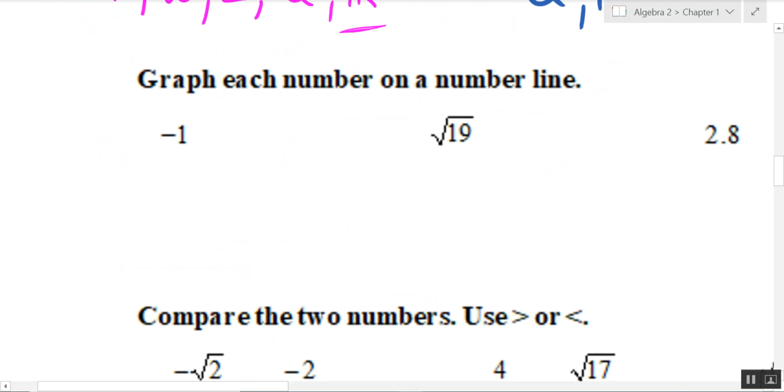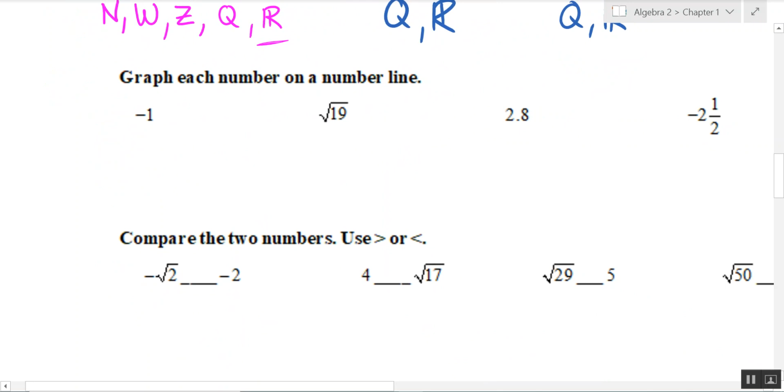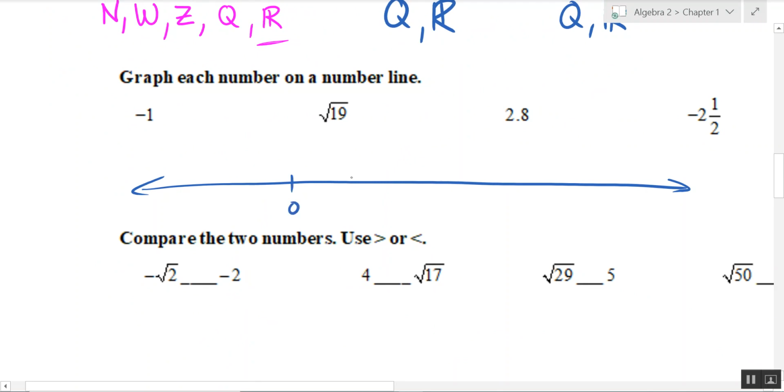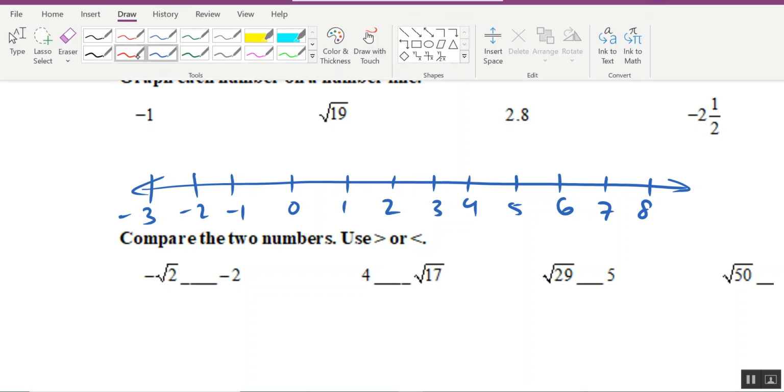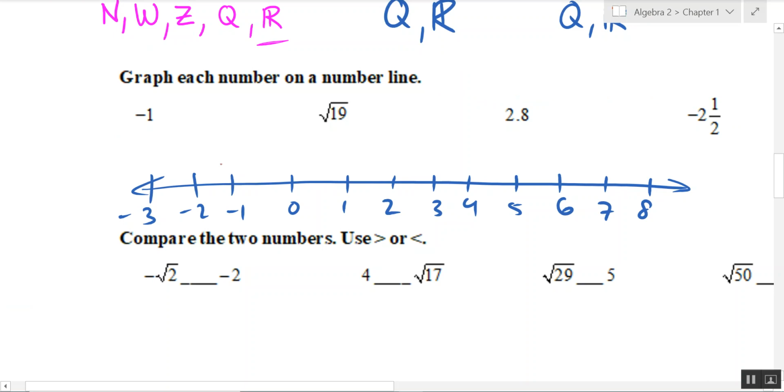All right, next one, it says graph all of these on a number line. Let's see if we can sketch a number line. And we'll put in 0, all the way 1, 2, 3, 4, 6, 7, 8. We'll go all the way to -3. All right, -1 first off, and I'm going to draw these all above the number line so we can see them a little bit better. -1, we'll put a circle right there and label it as -1.